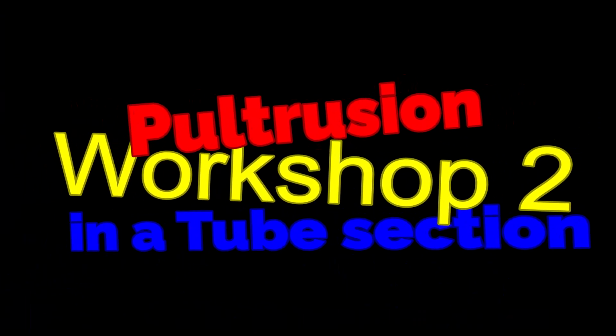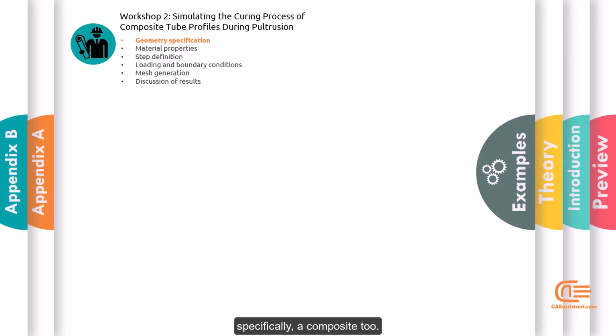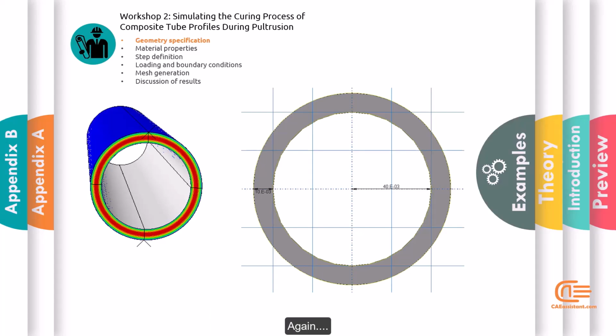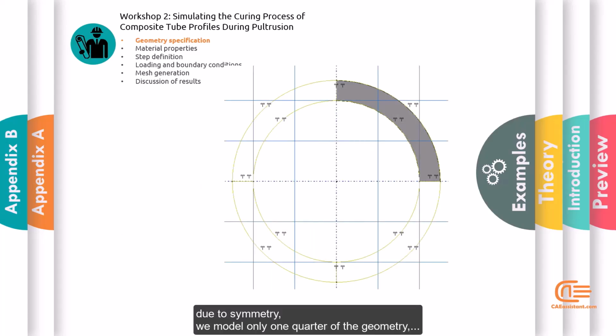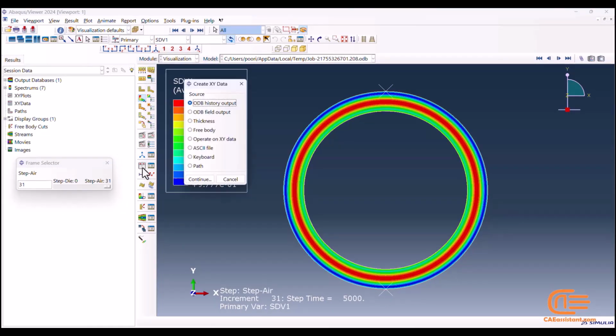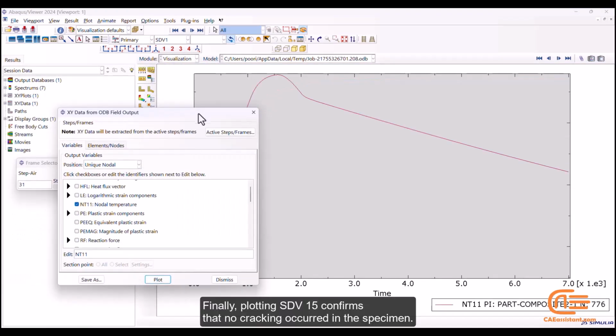In the second workshop, we demonstrate that with the same Abaqus model and code, you can easily analyze pultrusion for other types of sections. As an example, we study the curing process in a tube. Finally, just like in the first workshop, stress, displacement, degree of cure, and temperature are extracted as outputs.